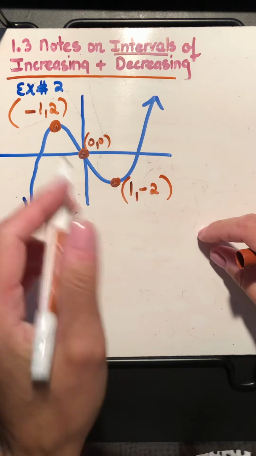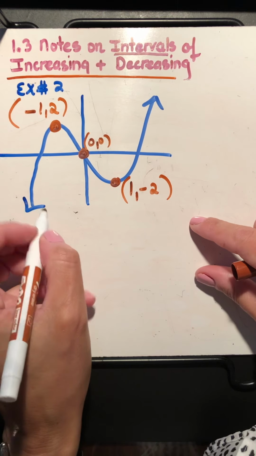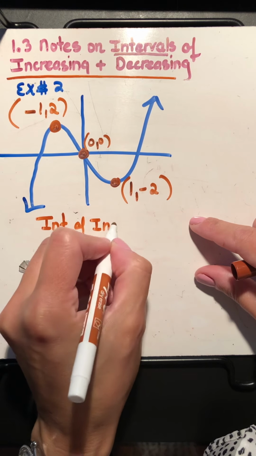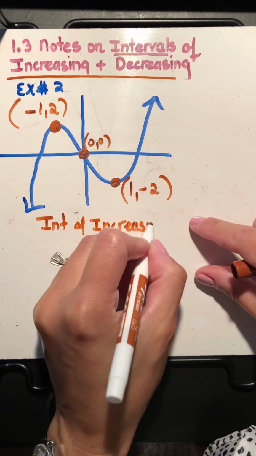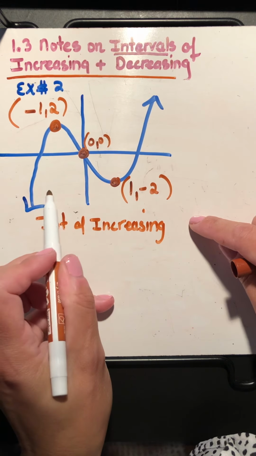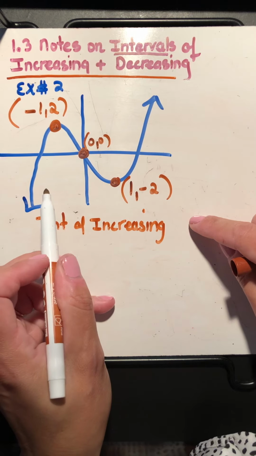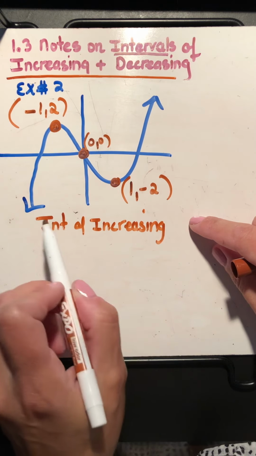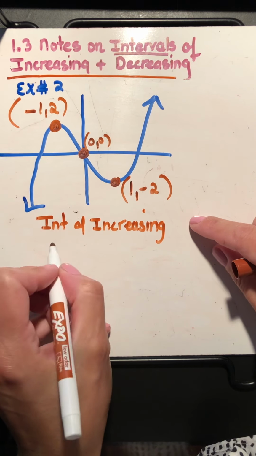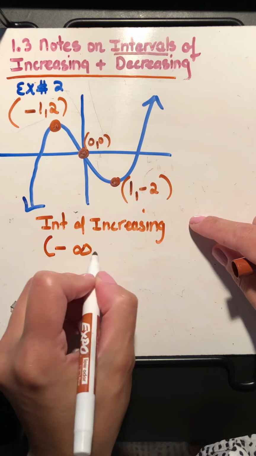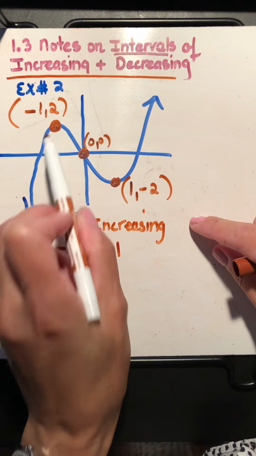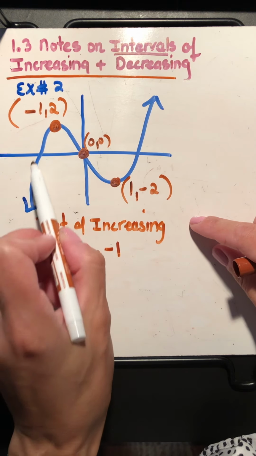So let's ask ourselves the same questions. I want to know the intervals of increasing. So what am I asking myself? I'm saying, on which x values are the y values increasing? I'm going to use my interval notation, and I'm going to walk from left to right. I can see that coming from negative infinity all the way to negative 1, I am increasing. My y values are going up.